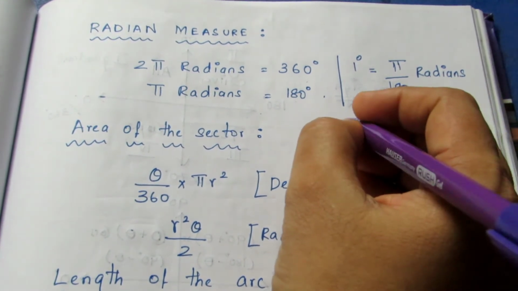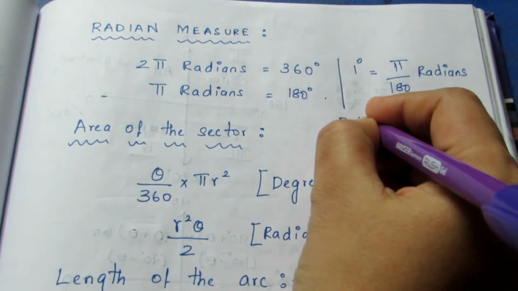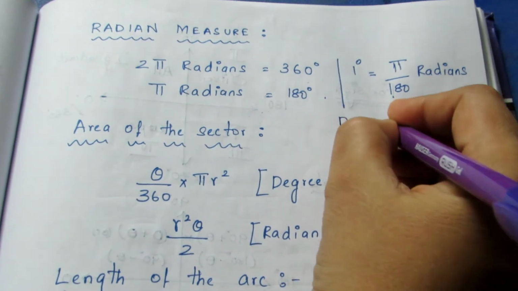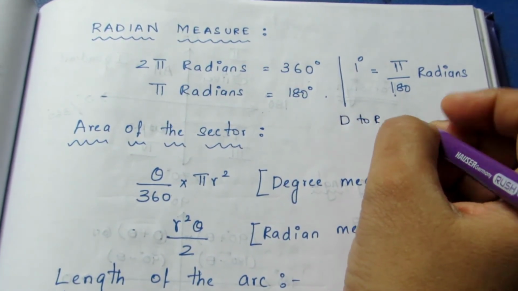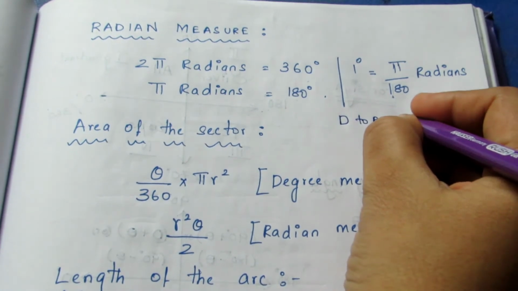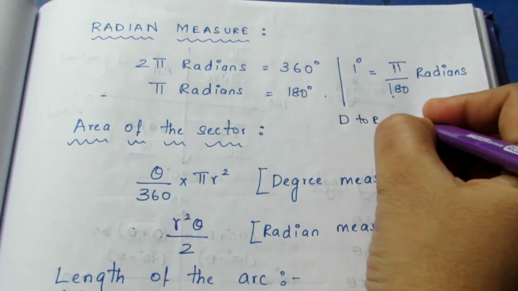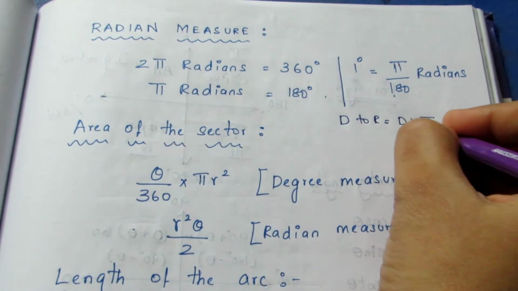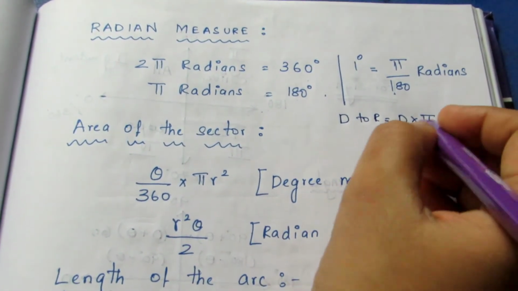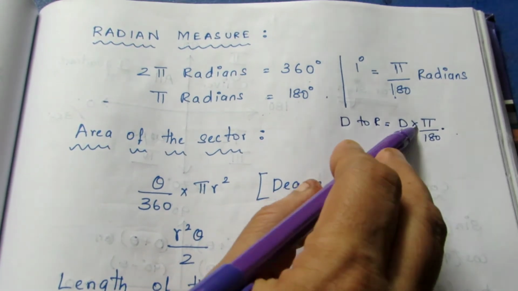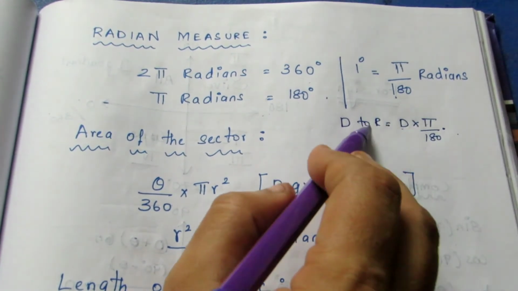I'll give you an input to convert degree to radian. To change from degree to radian, we need to multiply the degree by pi by 180. So remember this: just multiply the degree by pi by 180 to form a radian.